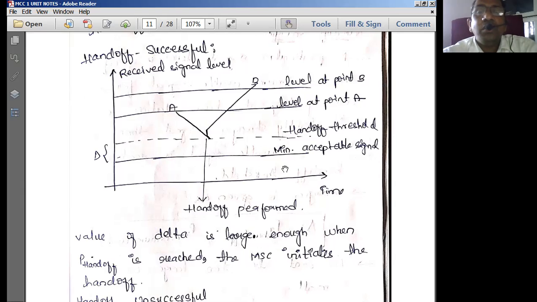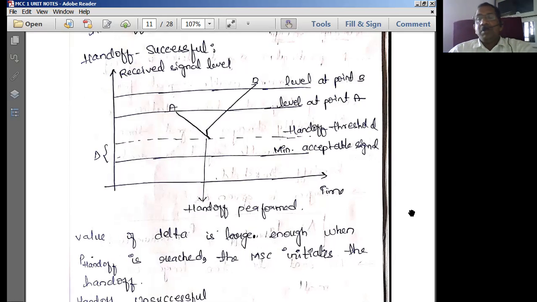This is going to happen if the strength of the signal is above the handoff threshold. If it falls below this, below the minimum acceptable level, then the call is simply going to get disconnected.